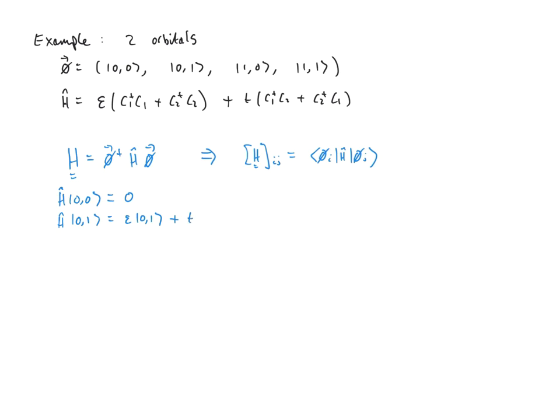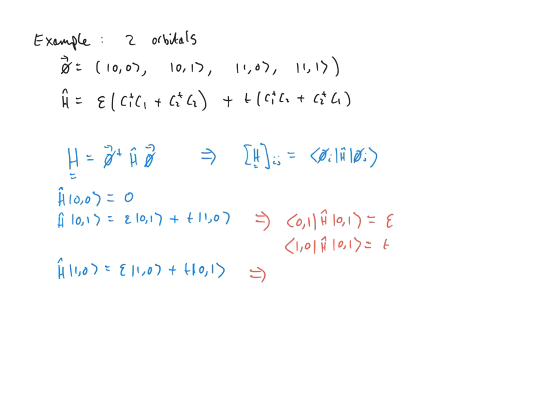But also, the tunneling term converts the 0,1 into the 1,0. This, of course, then implies that if I take <0,1|H|0,1>, I just pick up epsilon, whereas if I take <1,0|H|0,1>, then I pick up a factor of t. So this is very straightforward. Similarly, with H acting on 1,0, I get epsilon times 1,0 back again, plus t times 0,1. The Hamiltonian converts the 1,0 into a 0,1. So likewise, I can form matrix elements.